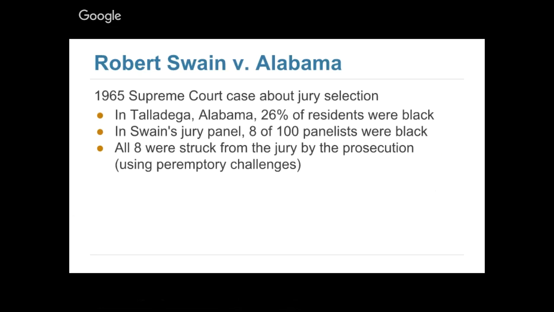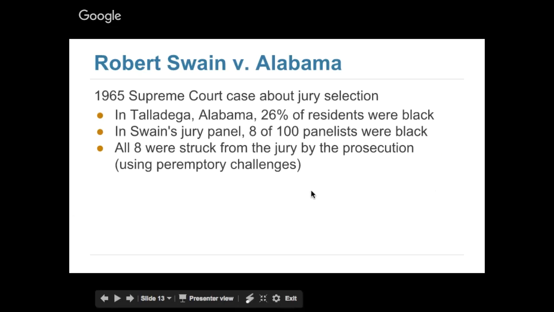The way court works is that the prosecution and the defense get some number of what's called peremptory challenges, where they can say, I don't want these people in my jury panel because of some reason. They have a limited number of those challenges, and you can use them to remove people from the jury panel because you think they're biased or won't represent your opinion. Both sides have an equal number of peremptory challenges, and all 8 of these black residents were struck from the jury by the prosecution, so the final jury had no blacks.